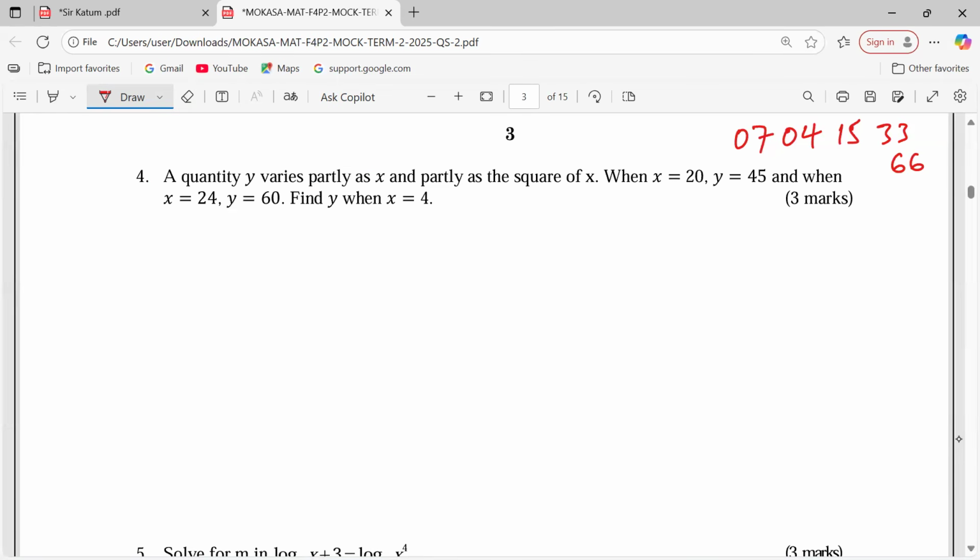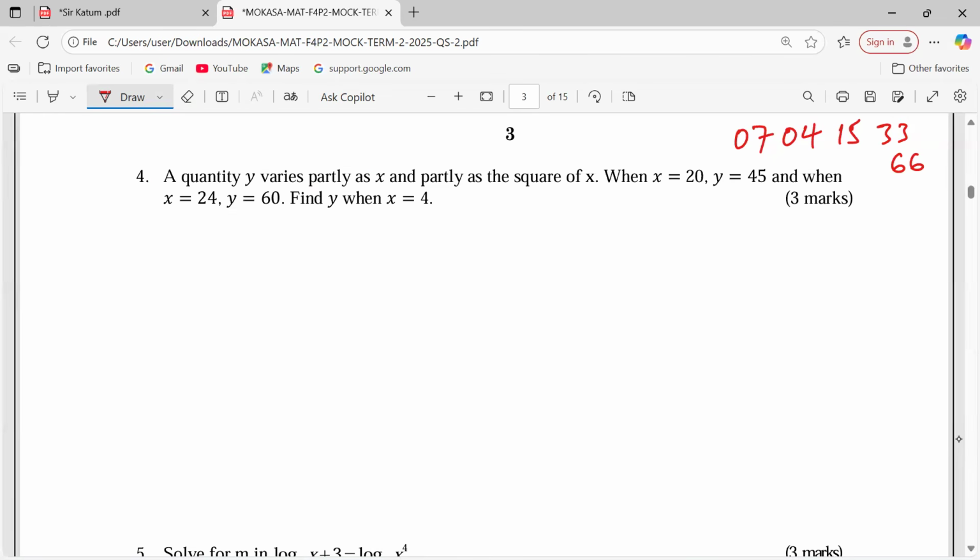Number 4. A quantity y varies partly as x and partly as the square of x. When x equals 20, y equals 45, and when x equals 24, y equals 60. Find y when x equals 4.